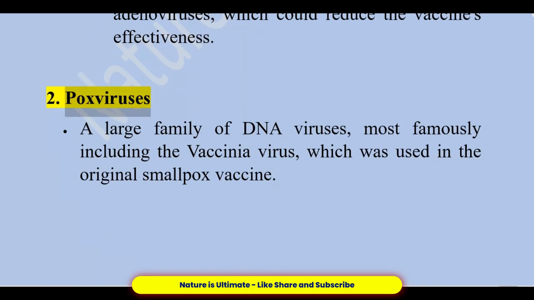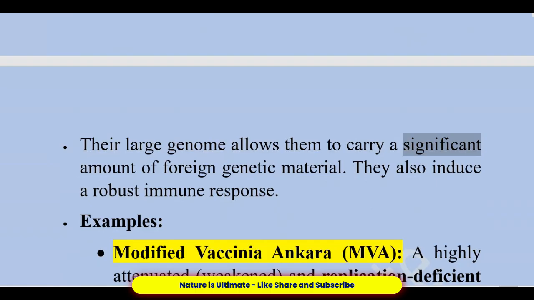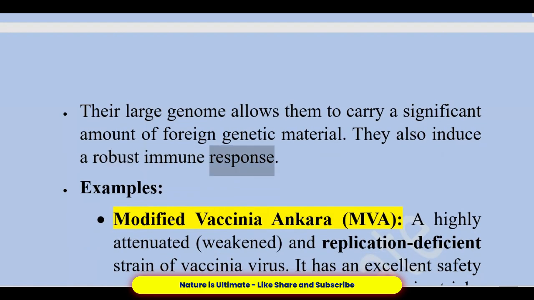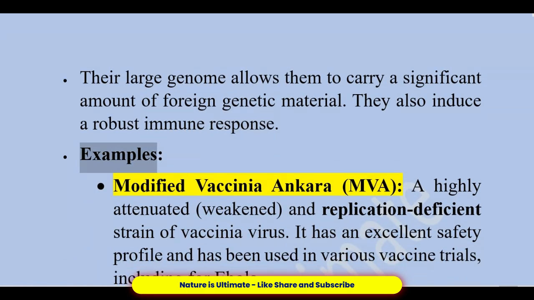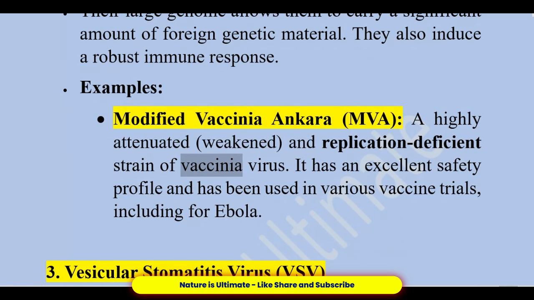2. Poxviruses. A large family of DNA viruses, most famously including the vaccinia virus, which was used in the original smallpox vaccine. Their large genome allows them to carry a significant amount of foreign genetic material. They also induce a robust immune response. Examples: modified vaccinia Ankara, MVA, a highly attenuated, weakened, and replication-deficient strain of vaccinia virus. It has an excellent safety profile and has been used in various vaccine trials, including for Ebola.